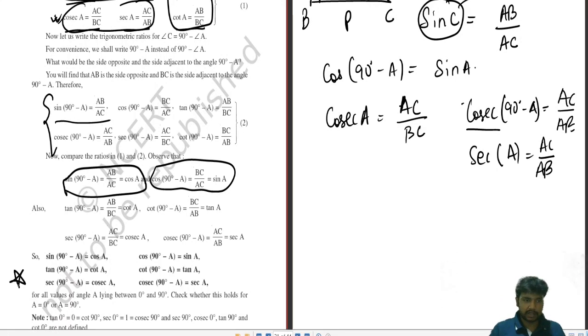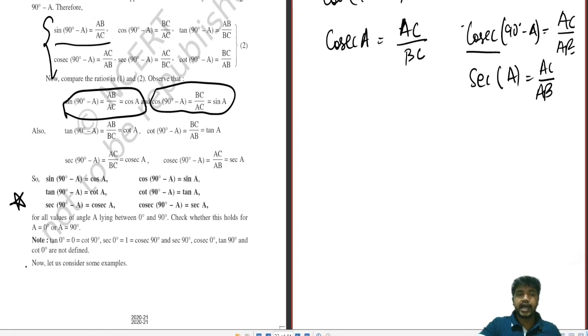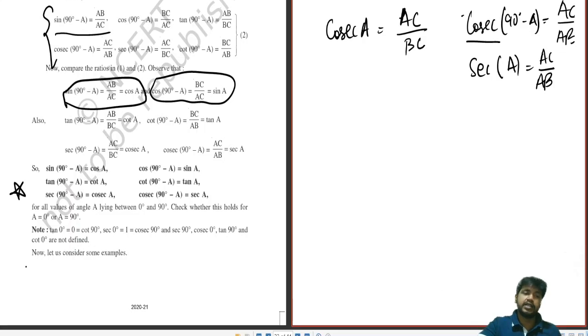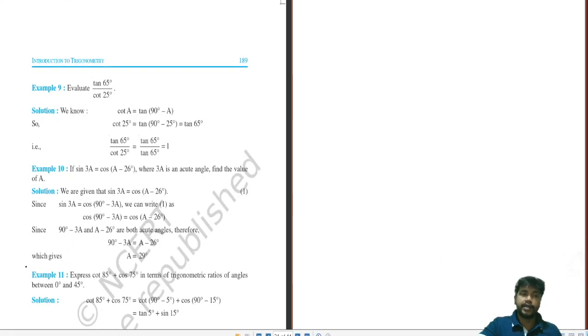So looking into this, we can create the direct formulas from here. This is your star mark, this is your formula part. You can look into this. Sine converts to cos, cos converts to sine. Tan converts to cot, cot converts to tan. Sec converts to cosec, cosec converts to sec. So this is how you calculate, and this is how you create the formula for complementary angles. Because angle A plus angle C both add up to 90 degrees.